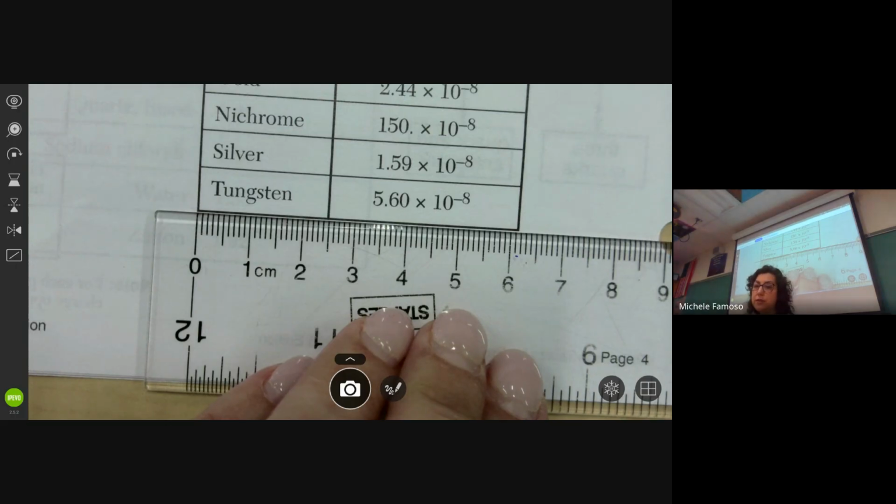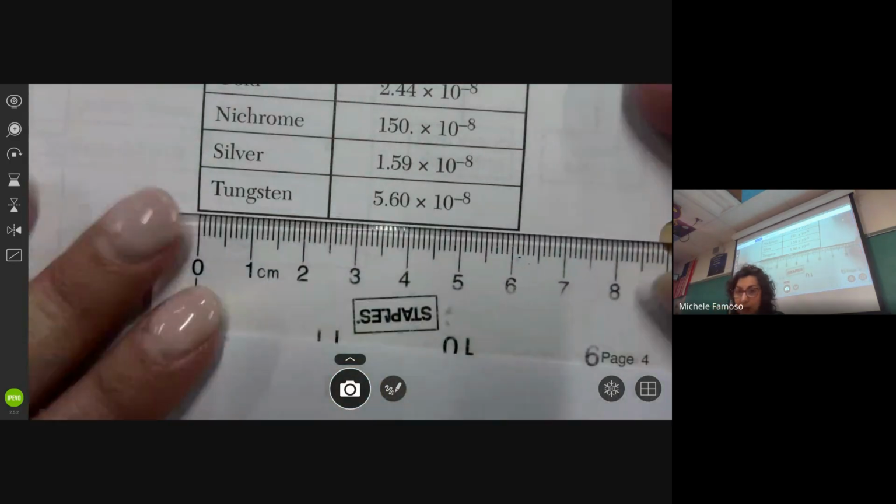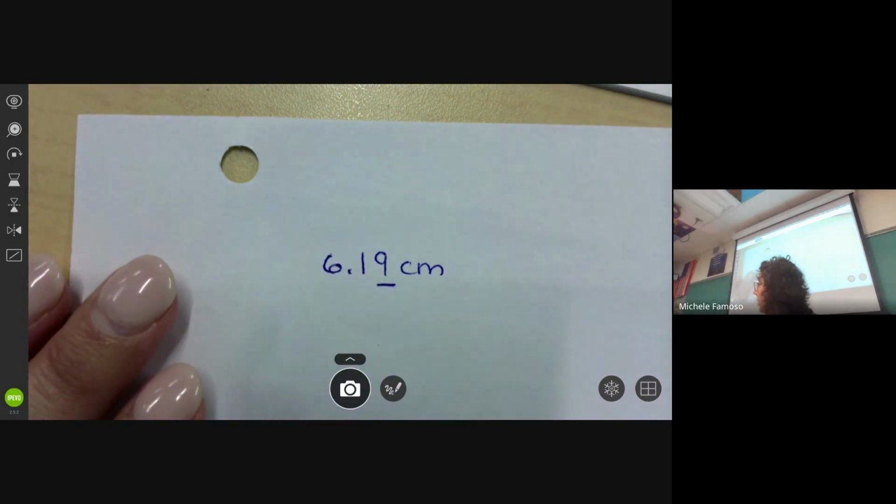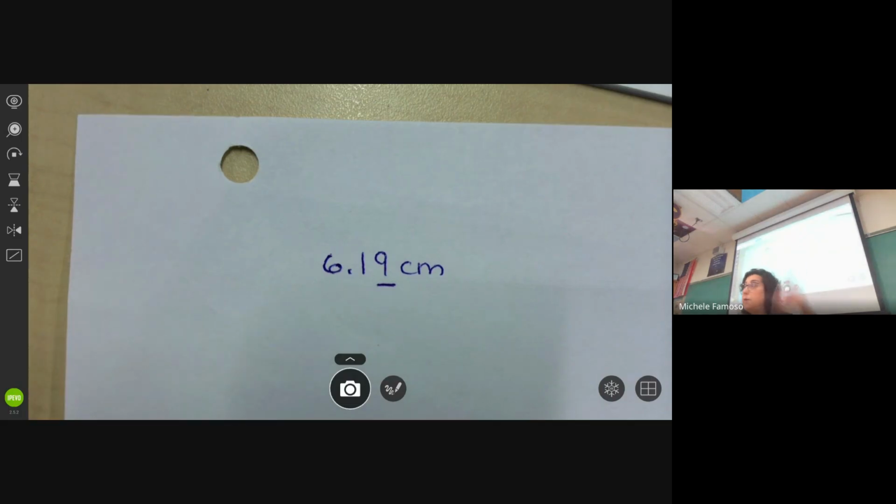We give you 0.2 of a centimeter leeway. You do have to go to the hundredths place. As I just mentioned, if I said it was 6.19 centimeters, the first thing I'm looking for is, can you express that to the correct decimal place? If you didn't write it to the hundredths place, I don't care what you wrote down.